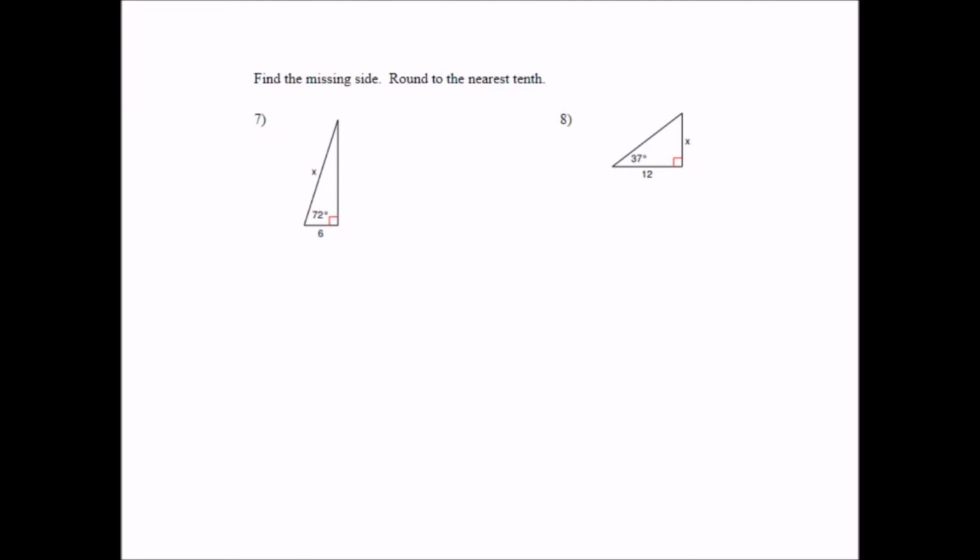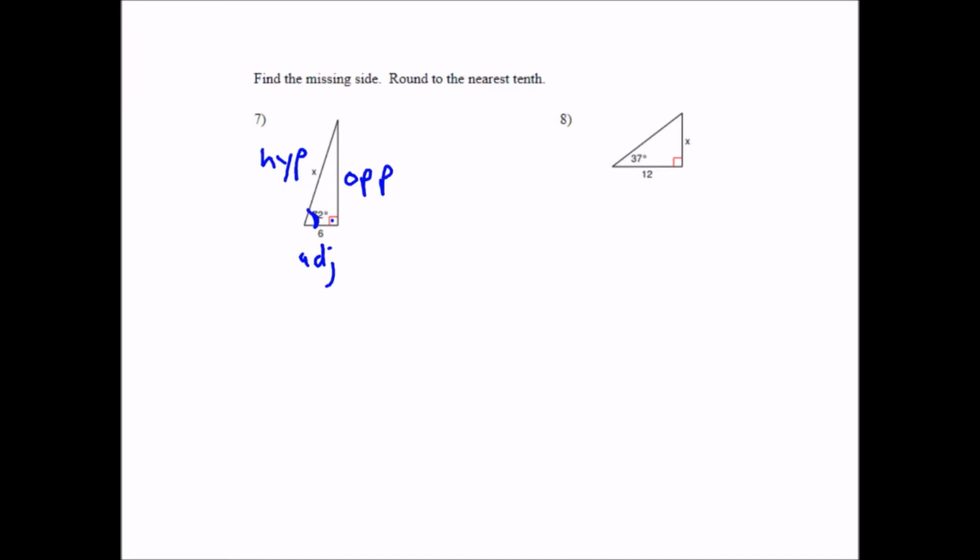So for number 7, we want to find the missing side. Now they give us the 90-degree angle, so that makes this side the hypotenuse. So the hypotenuse is the side we're trying to find. 72 is this angle here, so our reference angle is the 72-degree angle. Across from it is the opposite. Now there's nothing written there, but I'm still going to label it opposite, which makes the 6 adjacent. So the two sides that are labeled for us are the adjacent side and the hypotenuse.